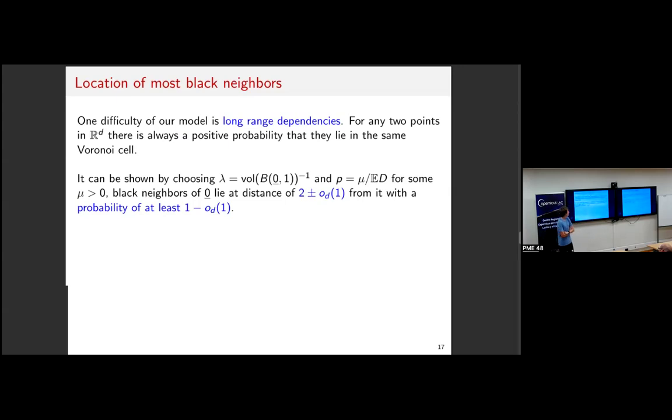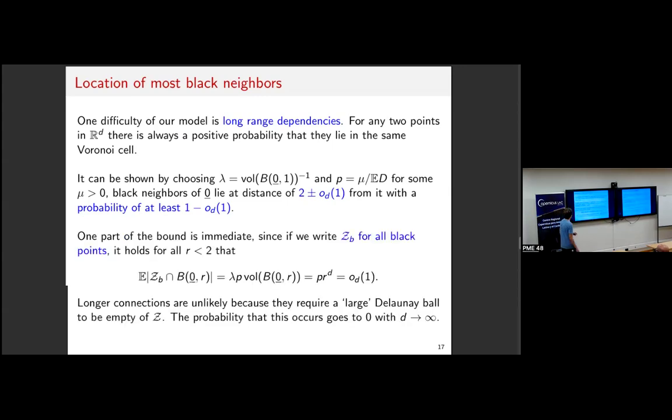So if we choose that, and we choose p to be some constant mu divided by the expected typical degree, then you can show that most black neighbors, with very large probability, lie at roughly distance 2 from the typical point. And so one bound of this is quite easy. Namely, if you take all the black points, and I fix some radius R that is less than 2, and then I just look at, okay, how many points are in a ball of radius R?